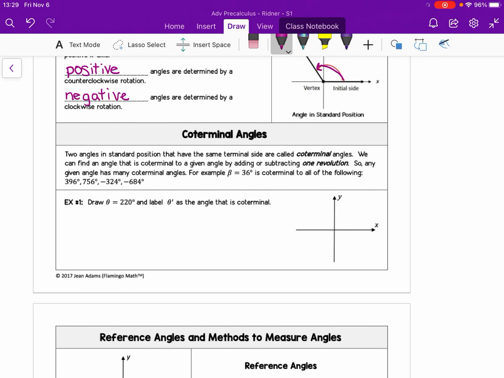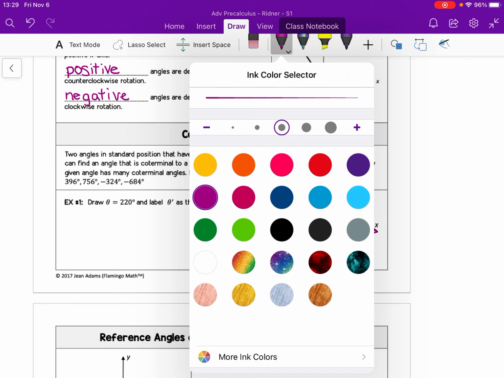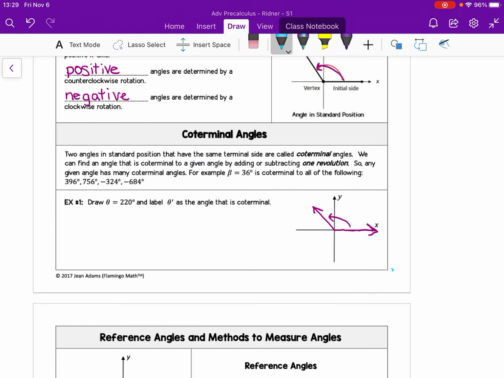Alright, so the next piece we're going to talk about is coterminal angles. If we're starting in a standard position, we start here, and let's say my angle is right here. In a counterclockwise position, I would have this angle measurement. In a clockwise position, I would have this negative angle, but it's at the same spot, right?